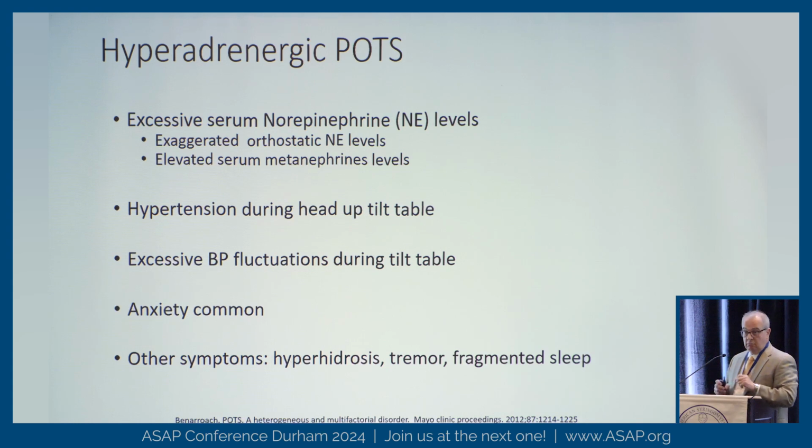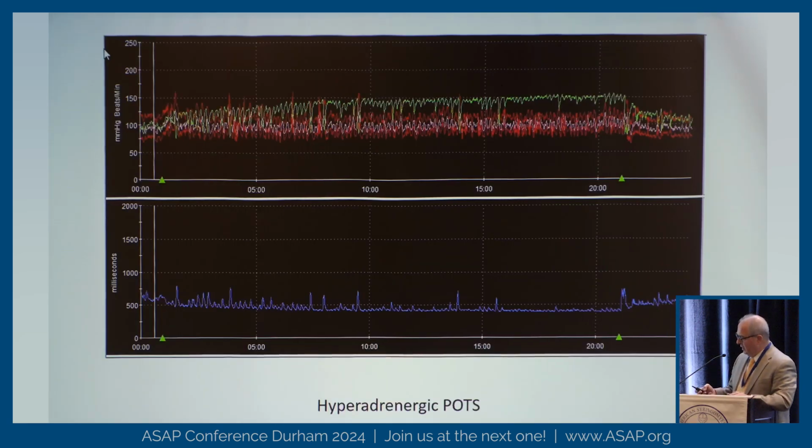They have excessive sweating. It starts usually in the palms and feet, but sometimes it can be generalized. Sometimes it happens at night, and then they have tremor. We all have physiologic tremor, but now they have too much adrenaline in their system, so they have hand tremor. And then they also have fragmented sleep because of their difficulties. This is an example of hyperadrenergic POTS.